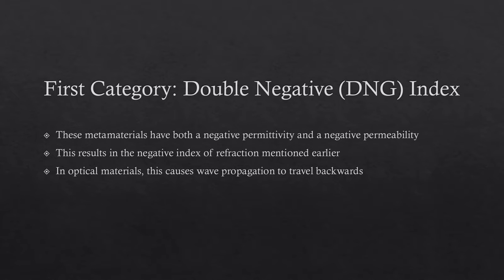The first category of metamaterials is the double negative index. These metamaterials have both a negative permittivity and a negative permeability. This results in the negative index of refraction. In optical materials, this causes wave propagation to travel backwards.